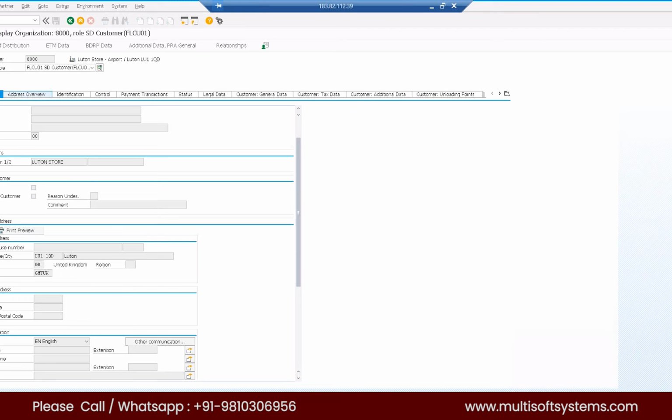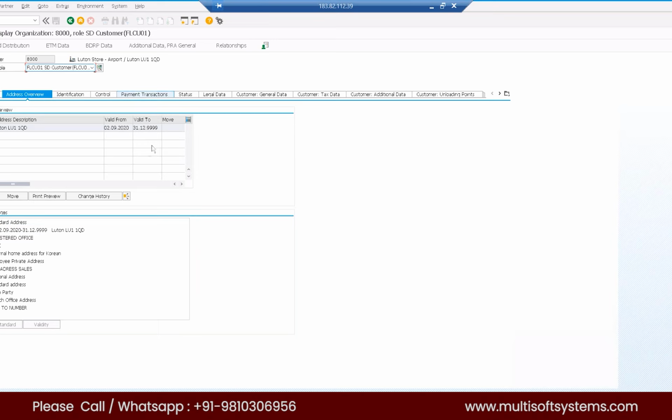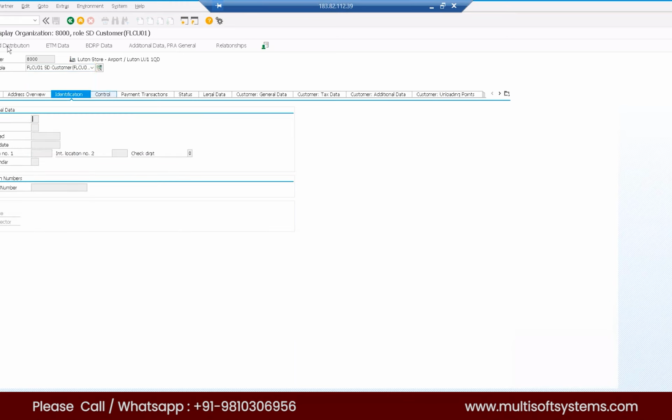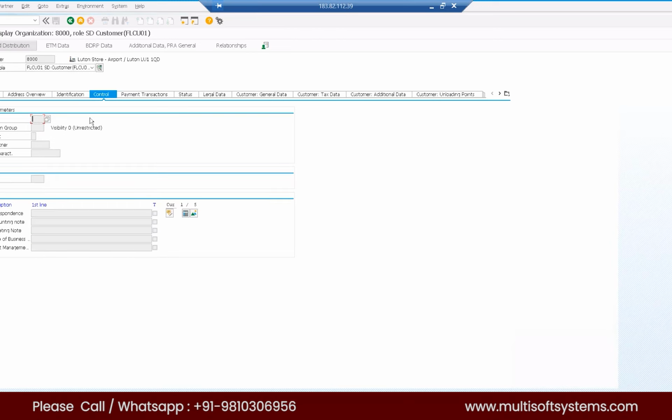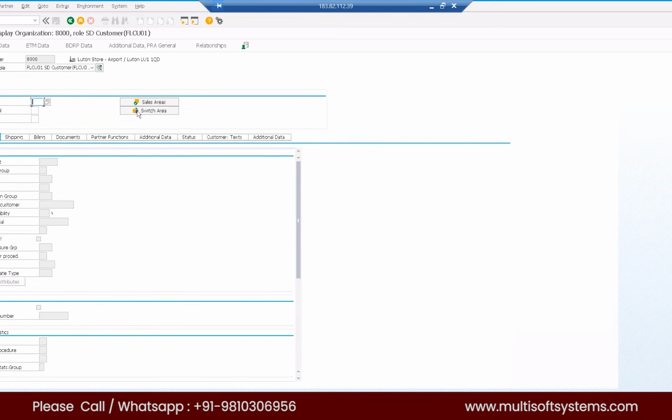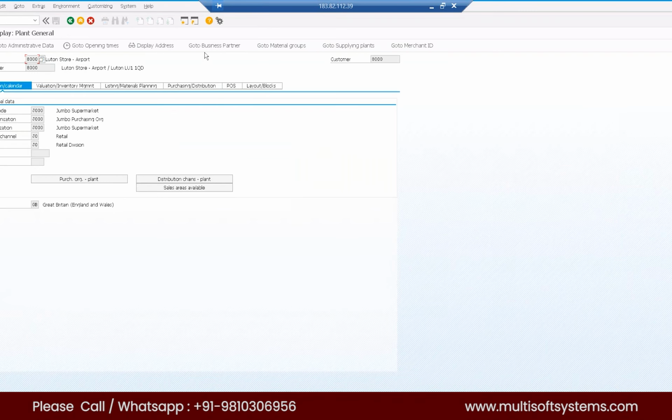And this is the straightforward XD03 transaction, where you will be able to see the relevant information specific for the customers. So this is very important. And if I go to the sales and distribution tab here, you'll be able to see the sales and distribution channel assignment specific for that customer. I think they have not assigned anything in here, but it is also important. So that's about the business partner.